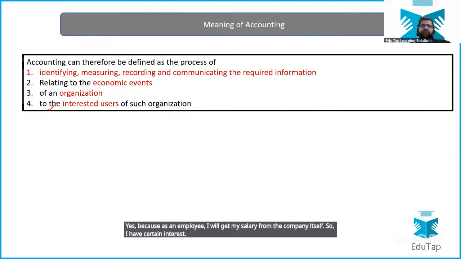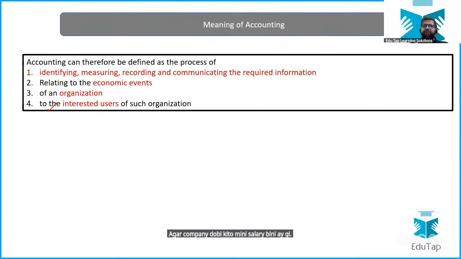अगर कंपनी डूबेगी तो मेरी सैलरी भी नहीं आएगी. If the company falls, then I will not get my salary. So I have to be dependent. I have certain interest in the company, right? Owners also have certain interest in the company.